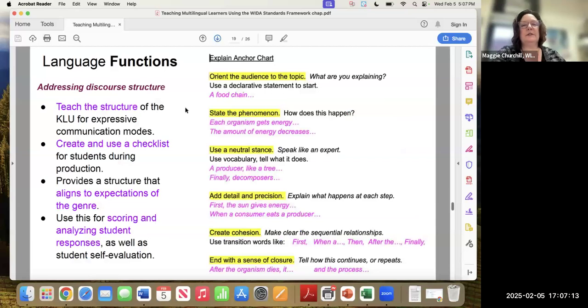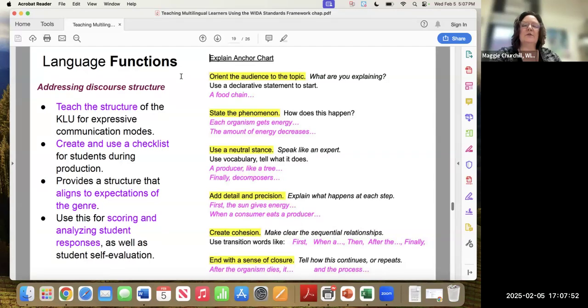The language functions are the way that you address discourse structure in your teaching. In my class, I do a lot of scientific topics. I link a science article or information to my existing units to help them get explicit practice of explanation. I take them through what it looks and sounds like so they can give a written or oral explanation. I've created anchor charts that explain the structure, and I teach it very explicitly to students. We use this when we're drafting or before we're speaking.